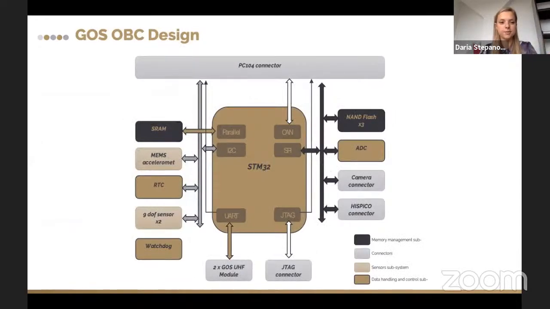This is the updated architecture, another version of the architecture you saw on the blue image before. The STM32 controller is in the core, and all the peripherals are located around it: the flash memory, analog to digital converters, several other converters, watchdog, degrees of freedom sensors, SRAM, real-time clock, and so on.